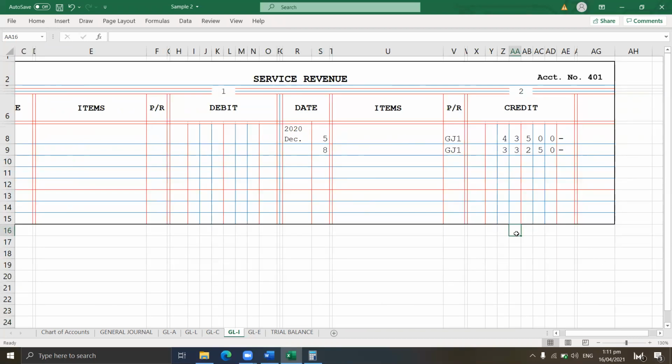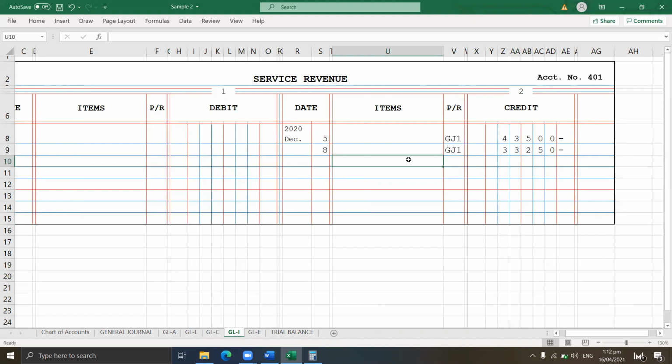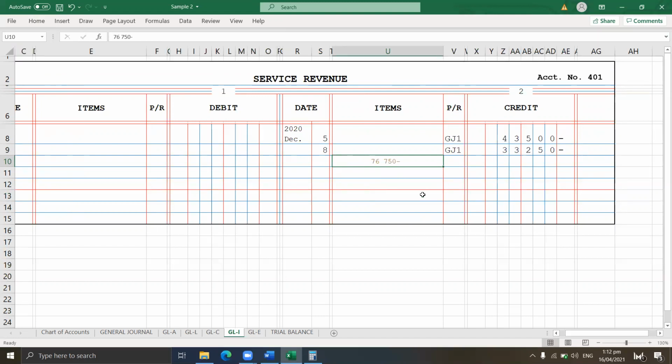So you have 43,500 at saka 33,250. So we have a total of 76,750. So that's our total income, no? 76,750. So lagay natin dito sa item 76,750. Okay. So we're done with our income or the service revenue.